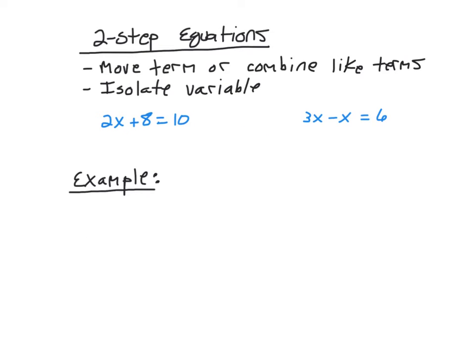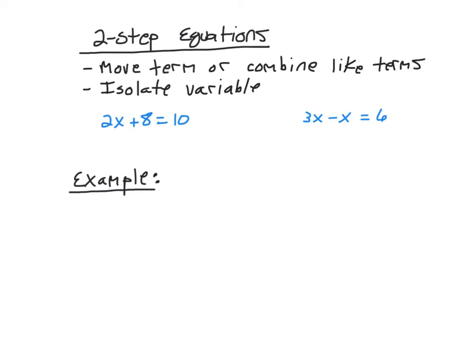Okay, now we're moving on to two-step equations. The idea behind two-step equations is I'm going to move a term or combine like terms, so it kind of depends on the situation that we might have. And then finally, I isolate my variable by itself. That's the last step. One step, two-step. So here I've written some down. This is a two-step because I would need to move that plus 8 to the other side, and then finally isolate the x by getting rid of the 2. So I'm getting rid of the 8 and the 2.